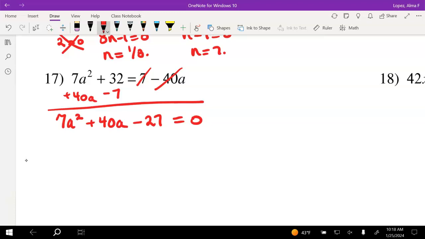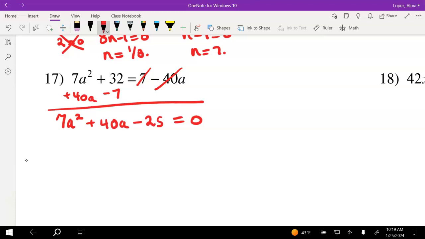I don't see anything that we can, oh, that's a 39, isn't it? Sorry, guys. I added wrong. 32 minus 7 is 25. Okay, let me fix that.